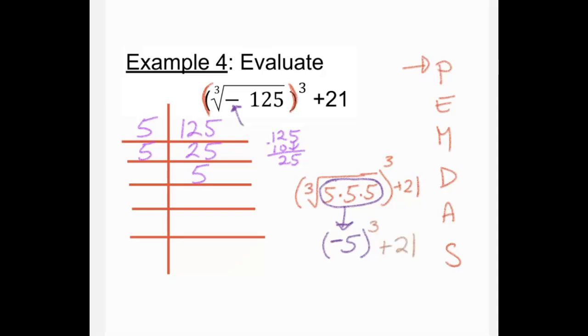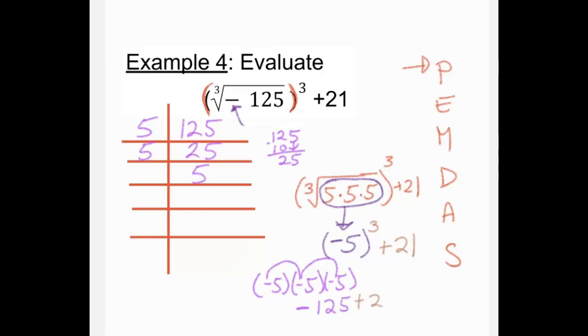And so then from here, we have a negative 5 to the third power, which then gives us a negative 5 times negative 5 times negative 5. And negative times negative will give us positive. But if we times positive by negative, that will give us a negative. And 5 times 5 is 25. And 25 times 5 will give us 125. And then we're going to add our 21 to that.